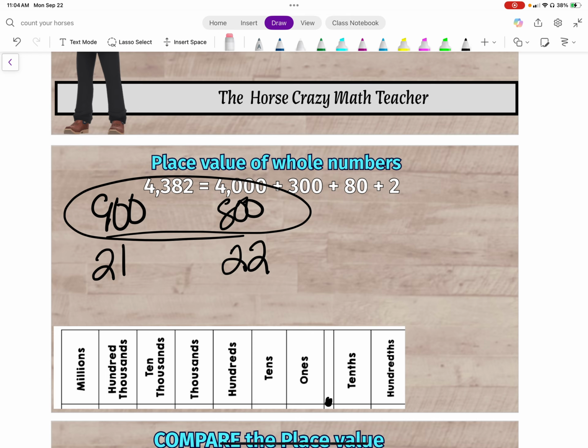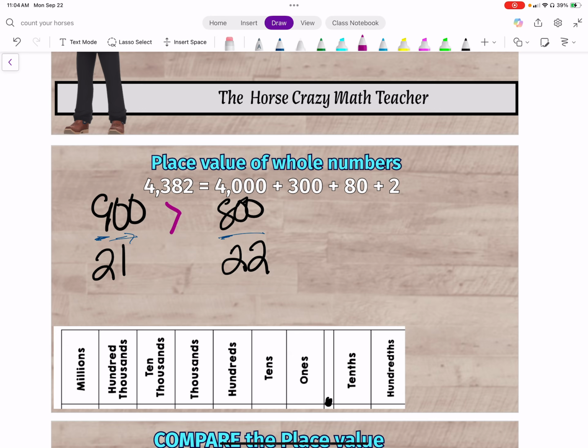Well, first we want to look at our place value starting from the left, and then we're going to work our way to the right because both of these numbers are in the hundreds. So I'm going to start in the hundreds place. Well, is 9 worth more than 8? Would you rather have 9 horses or would you rather have 8 horses? Personally, I'd rather have the 9 horses. So 900 is greater than 800.